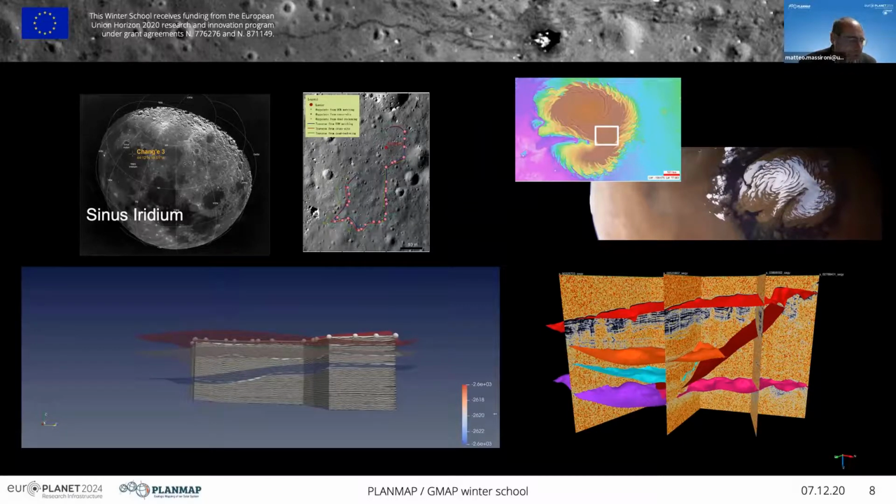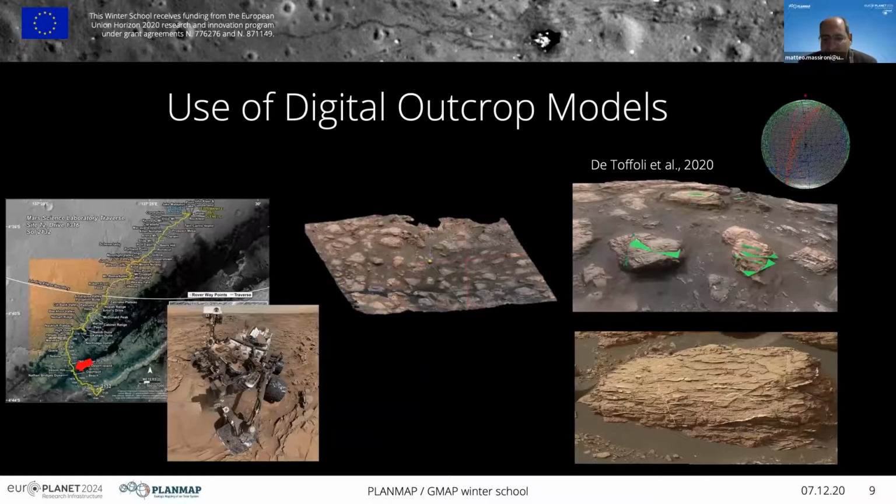Then you will even have some experience with 3D models of in situ observation. We know that we can derive 3D models of what we observe with the rover, and they are called digital outcrop models. And from those models, you can even retrieve some geological information, and you will see how to do that.